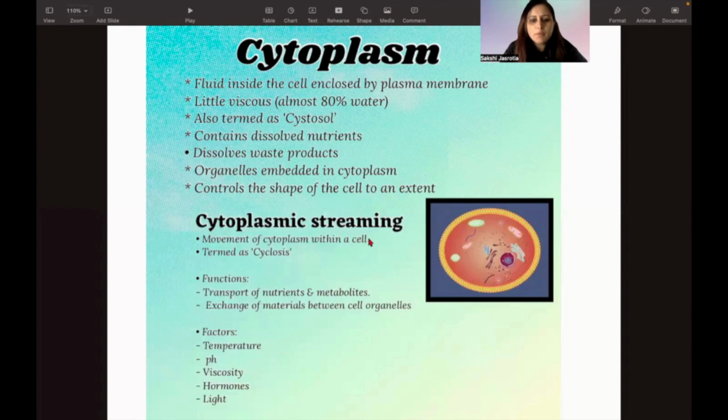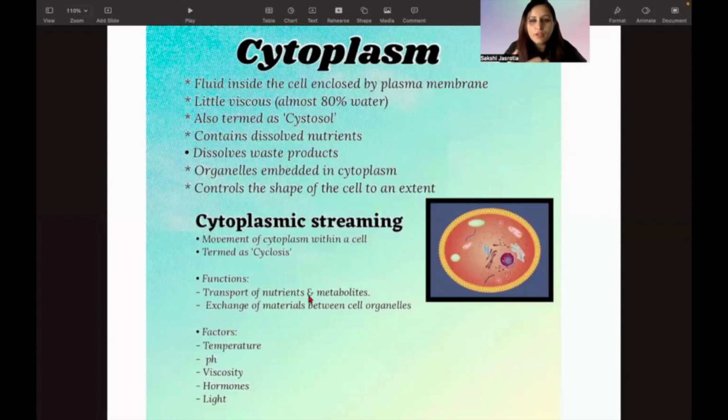Okay, now the cytoplasmic streaming. Streaming से word जैसे ही आता है तो हमें क्या समझ आ रहा है कि something is flowing inside. So the movement of cytoplasm within the cell. अब cytoplasm ऐसे तो है नहीं, it is a liquid. So it is not confined to one place only. It is just moving around. So what is the function of this? It is the transport of nutrients and exchange of material within the cell organelles.